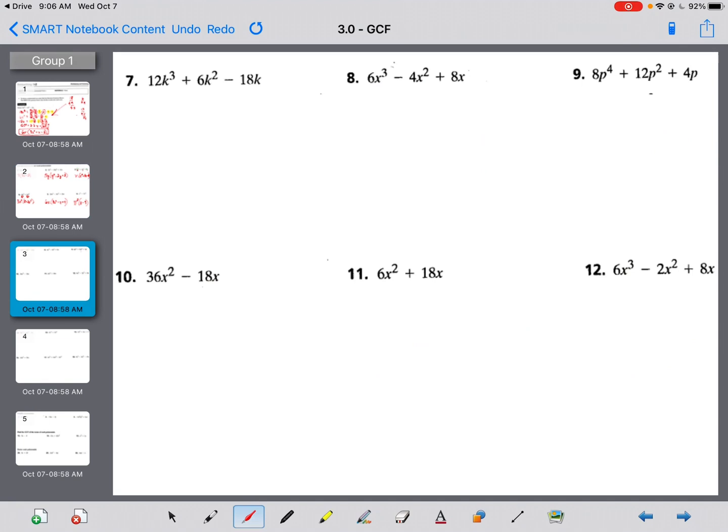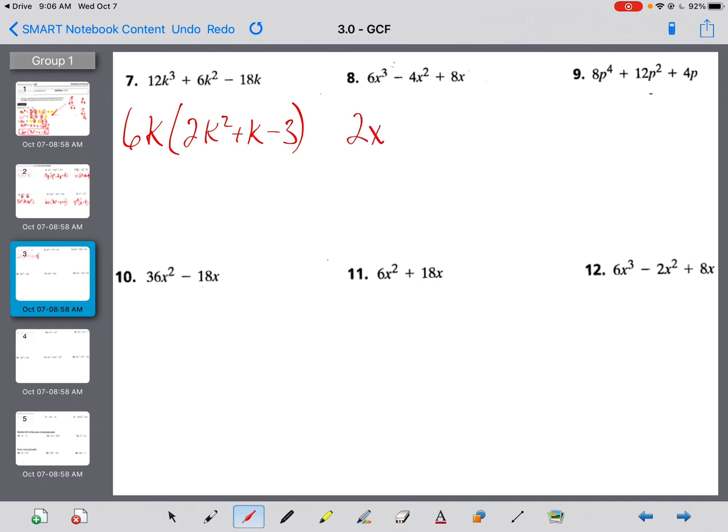Let's see, 6 goes into all of these, and they all have at least a k. So that'd be 2k squared. 6 goes into 6 once. K squared, and take a k off makes k. And 6 into 18 three times, and we dropped the k because we pulled it off of there.